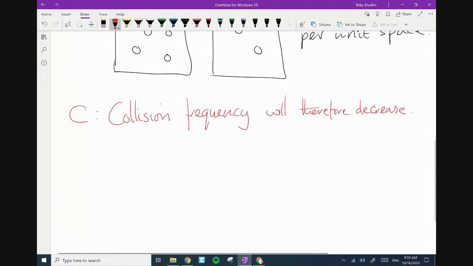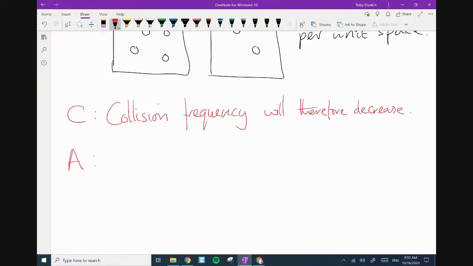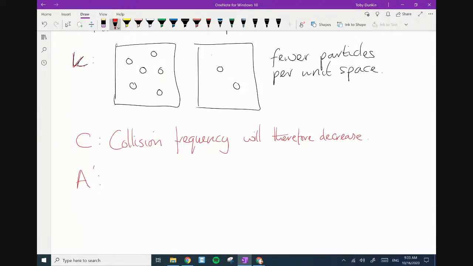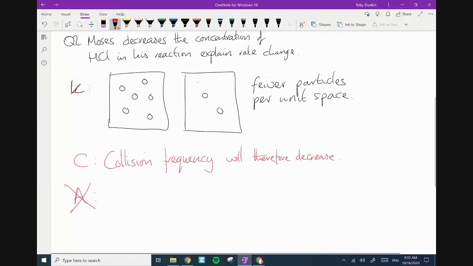Right, activation energy, number of particles with it. Now, has Moses changed the energy of these particles? The answer is no. This step does not need to be done for concentration because we haven't actually changed the proportion of molecules with the activation energy. The ratio is still the same. So you skip it. Because the only time you ever mention particles with the activation energy is either temperature or catalyst. The rest of them is to do with collisions.